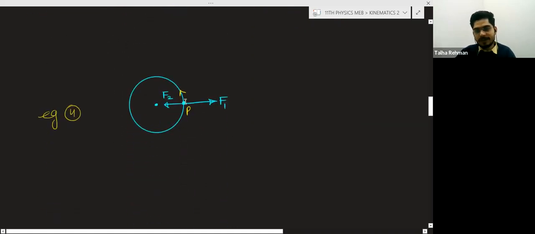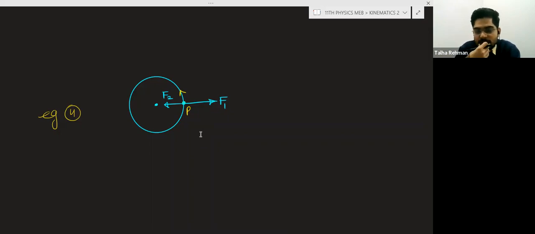Here is particle P, moving in a circular path, and on this particle the F1 force is acting in this direction and the F2 force is acting in this direction. We have to find what the centripetal force will be here. What is the centripetal force? Centripetal force is basically the net force towards the center. Net force towards the center is F2 minus F1.